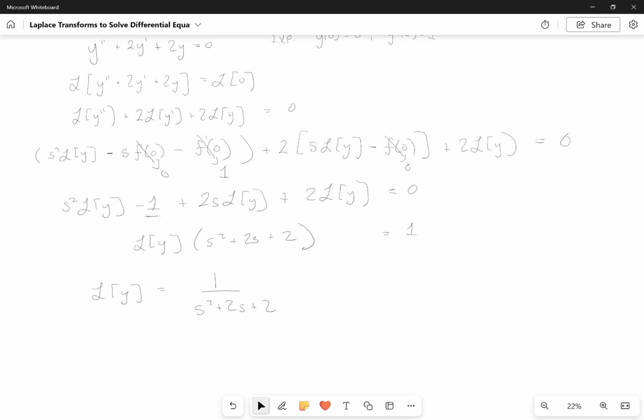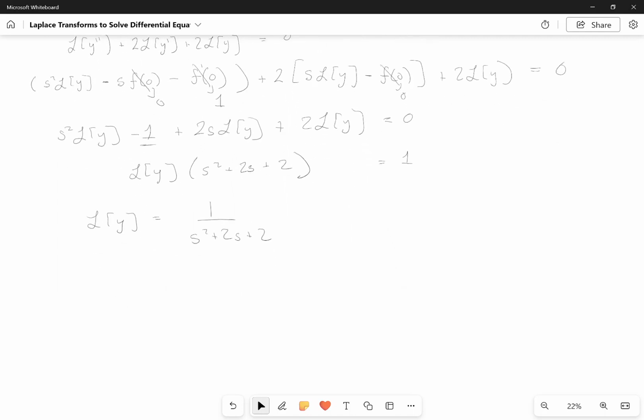All right, so if we could take the inverse Laplace of both sides, we could figure out what y is. Y or f of t, same thing. Okay, so how do we solve this? How do we get something that we can look up in the table?